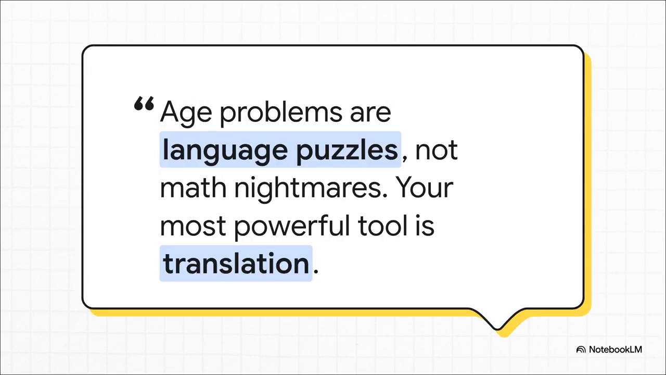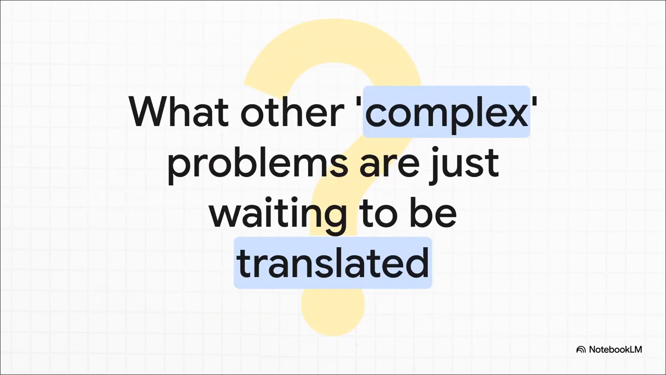So here's the bottom line. The most important thing to remember is this. Age problems are language puzzles. They are not math nightmares. Your best weapon isn't a calculator, it's translation. The next time one pops up, don't think, oh no, math. Think, okay, what's the code here? And really, that's the big idea I want to leave you with.